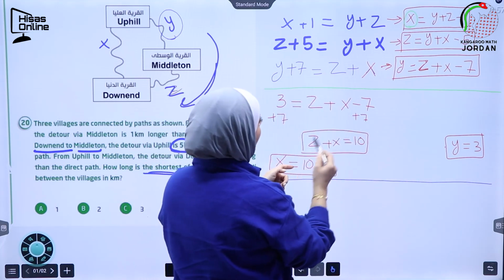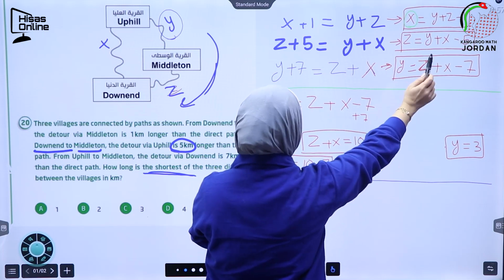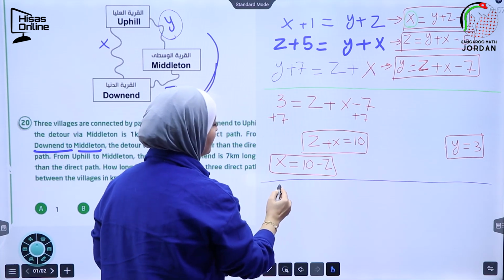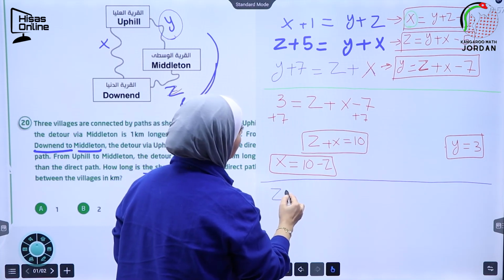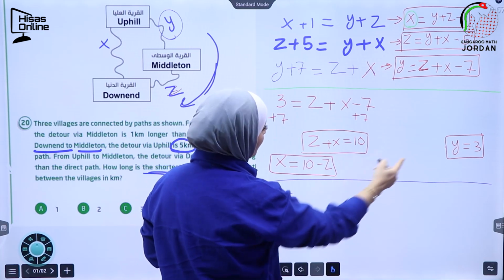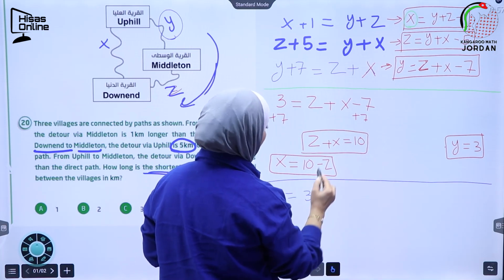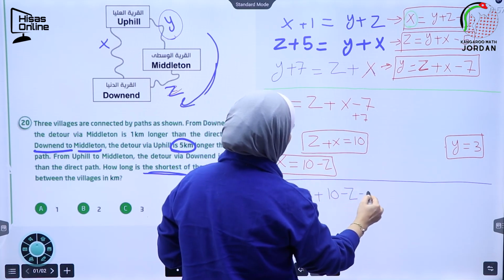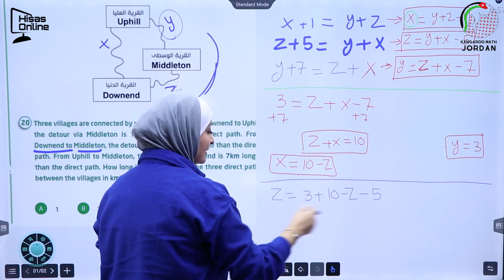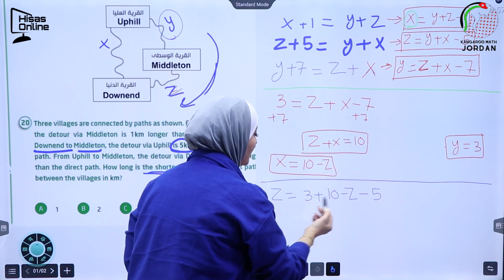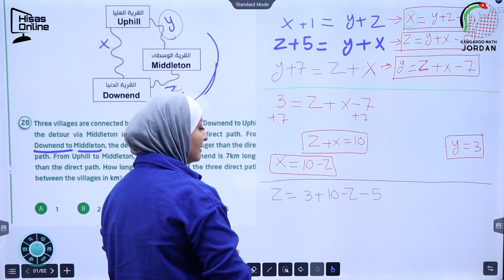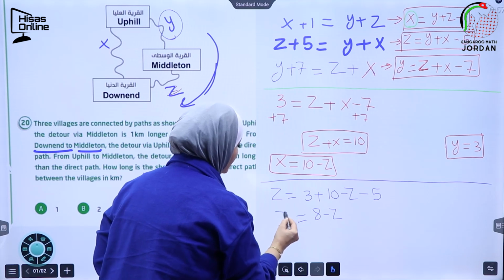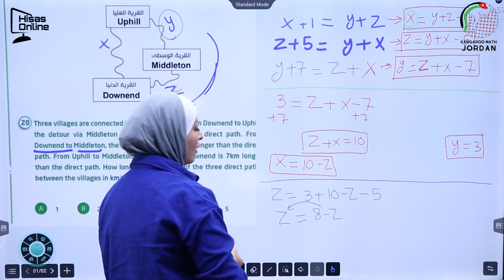Instead of X, I will write here the value of it. Let's choose the second one. So we say Z equals Y. We know it's a 3, so I'll put a 3 plus, what is X in terms of Z? It's 10 minus Z, minus 5, as you know. Let's collect like terms together. So 3 plus 10 is 13, minus 5 is 8. So 8 minus Z equals Z.